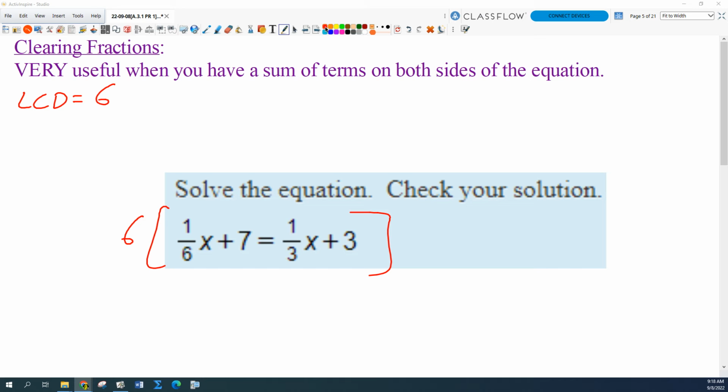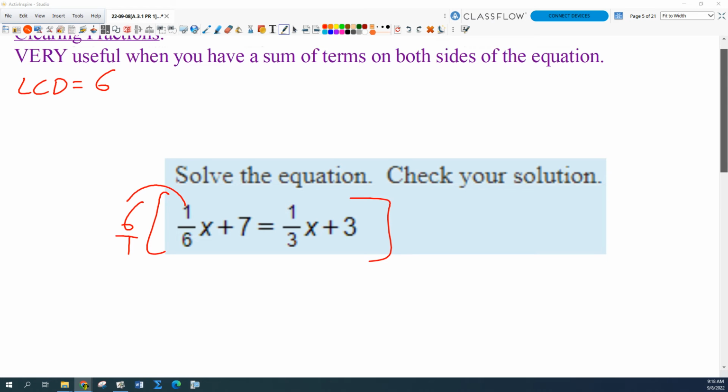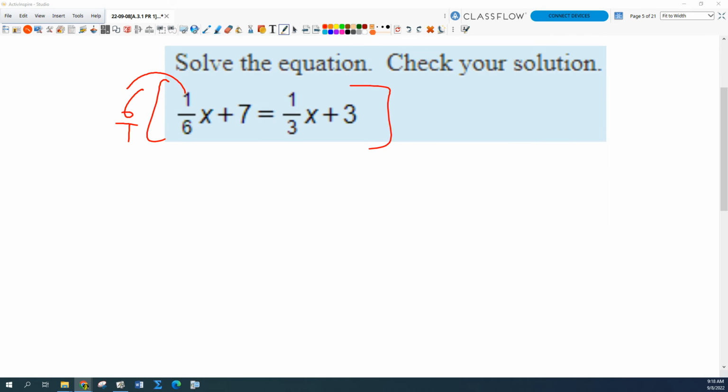Okay. Well, if I distribute the 6, what's 6 times 1/6? 1, right? Because it's the same thing as multiplying 6 over 1 times 1 over 6. We multiply fractions straight across, don't we? So when I distribute to that first term, I'm just going to get 1x. 6 times 7 is what? 42.